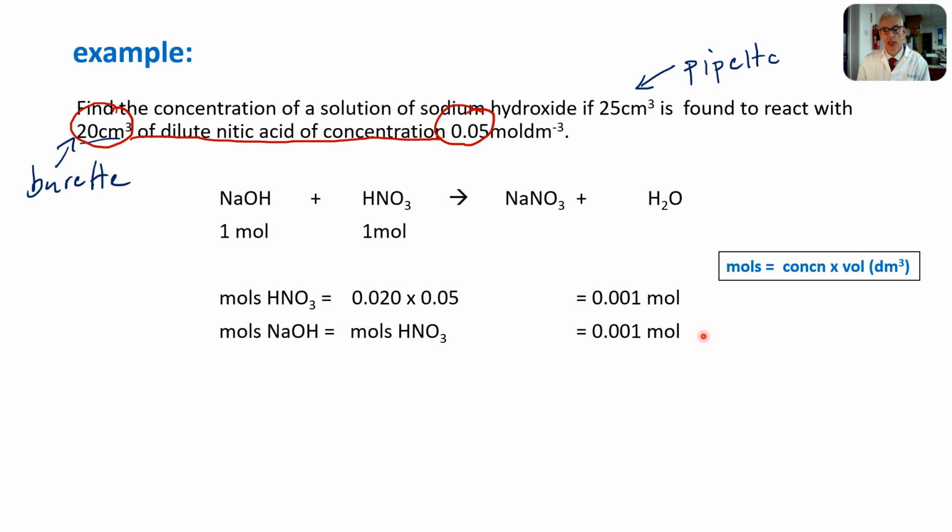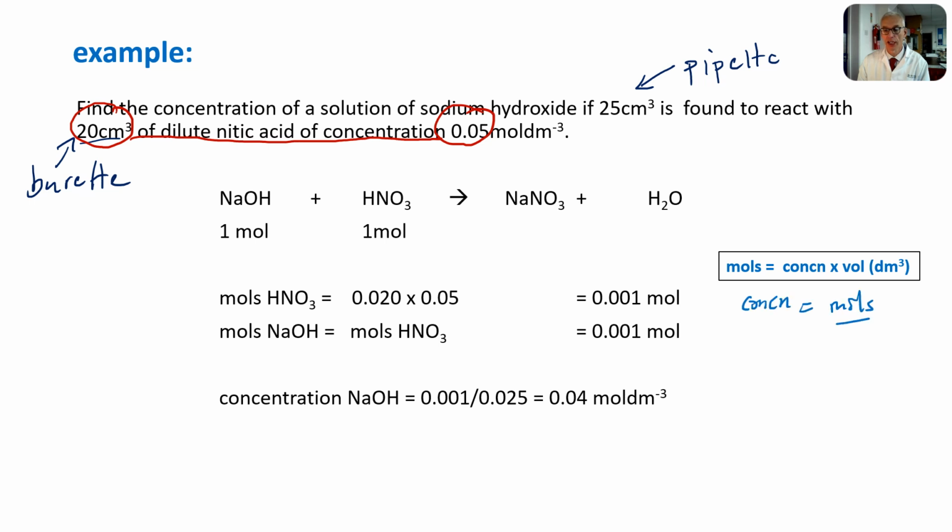So we then simply rearrange this equation. Moles is concentration times volume, so of course concentration will be moles divided by volume. So here we've got the number of moles, and here's our volume in decimeters cubed, so that gives us our concentration of 0.04 moles per litre.